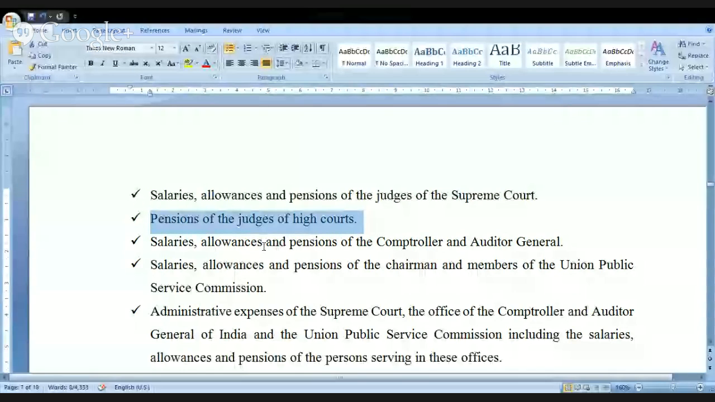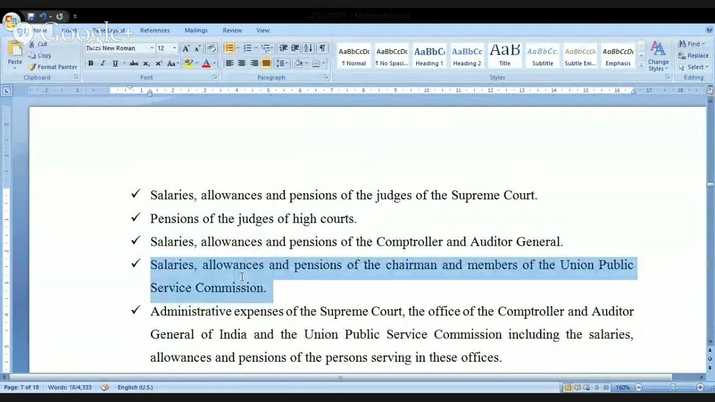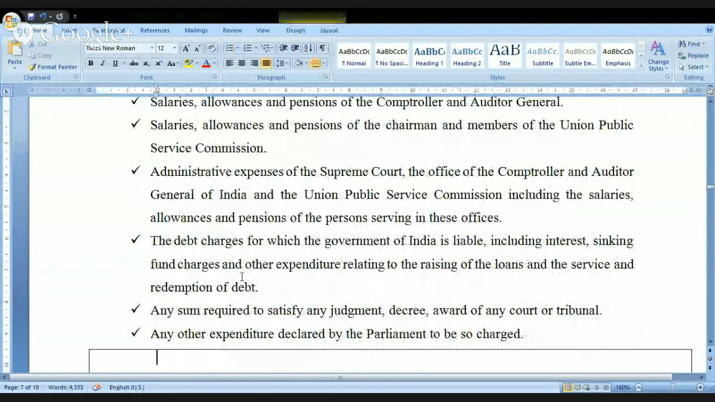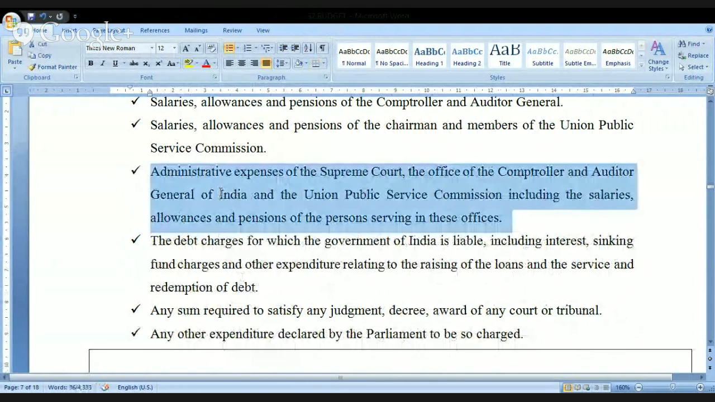Now, look at this. Salaries, allowances, and pensions of another important office called CAG. Salaries, allowances, and pensions of the chairman and members of the Union Public Service Commission. Look at this. So many things will come under the expenditure charge. Remember all the points, please. Administrative expenses of the Supreme Court, the office of the CAG, and the Union Public Service Commission, including the salaries, allowances, and pensions of the persons serving in these offices.